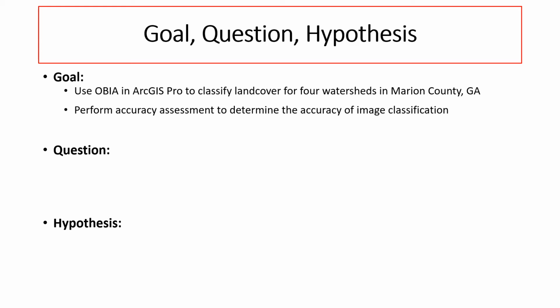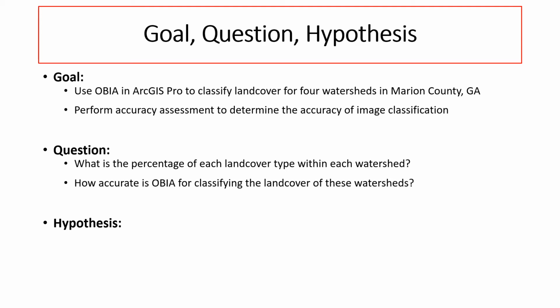I also wanted to perform an accuracy assessment to determine the accuracy of object-based image analysis for image classification. The first question I set out to answer is, what is the percentage of each land cover type within each of the watersheds that I used for this project, and how accurate is object-based image analysis for classifying the land cover of these particular watersheds?